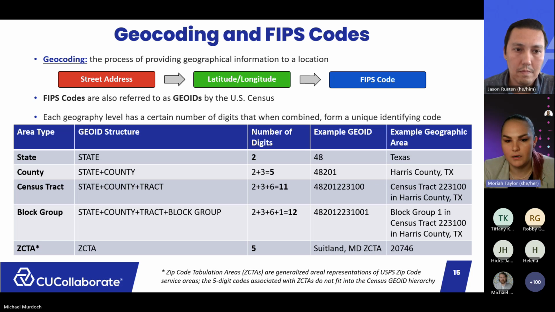The table shown here goes over how those are built. A state has a 2-digit code. Counties have 5 digits, census tracts are 11 digits, and block groups are 12. And then again, zip codes are a separate type of thing, and they are 5 digits long. But like I stated before, they don't fit into the overall census geography hierarchy. They are just their own thing. And then I'm going to transition here to the LID workbook structure.